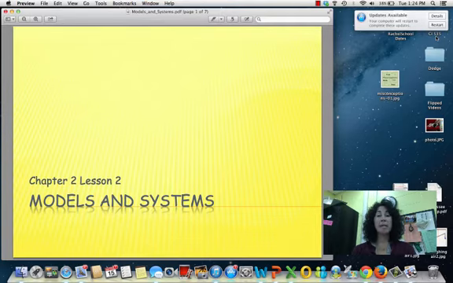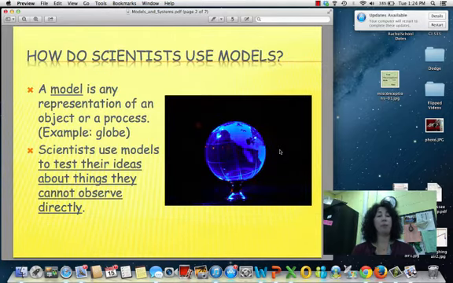We are going to be talking about models and systems today. You have already seen quite a bit of this, especially when we did Mystery Tube, where you created your Mystery Tube model to mimic your original Mystery Tube so we could see how the two compared, and we're just going to get a little bit more in detail.